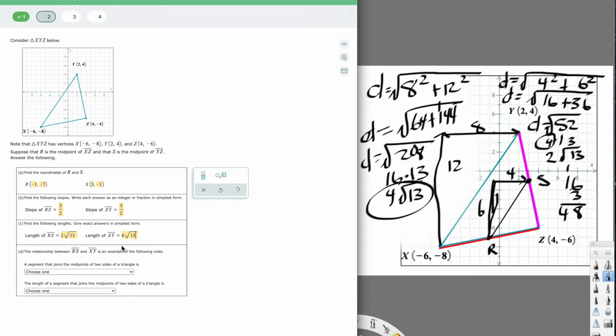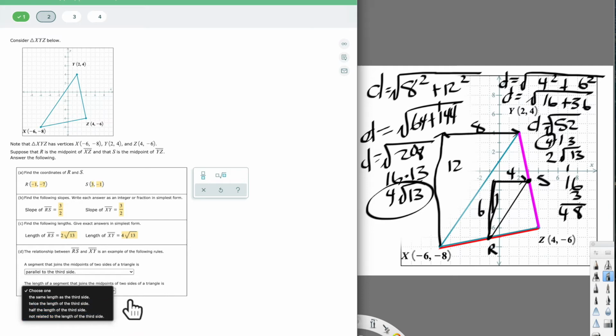The relationship between RS and XY is an example of the following rules. A segment that joins the midpoints of 2 sides of a triangle is perpendicular to the third side, parallel to the third side, neither parallel nor perpendicular. So we proved that it's parallel because the slopes are the same. And the length of the midsegment that joins the midpoints of the 2 sides of the triangle is the same length, twice the length, half the length, not related. So make sure that you're choosing the right one because it's either going to be twice or half depending on which one we're talking about.